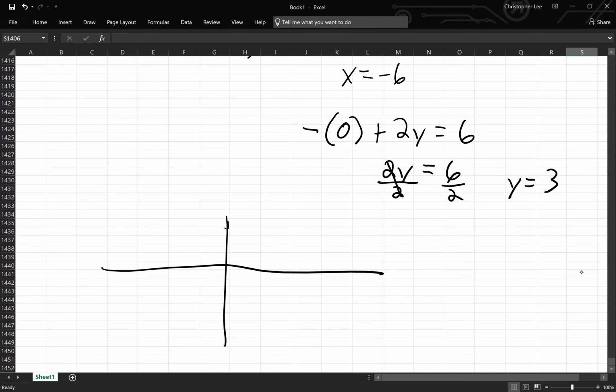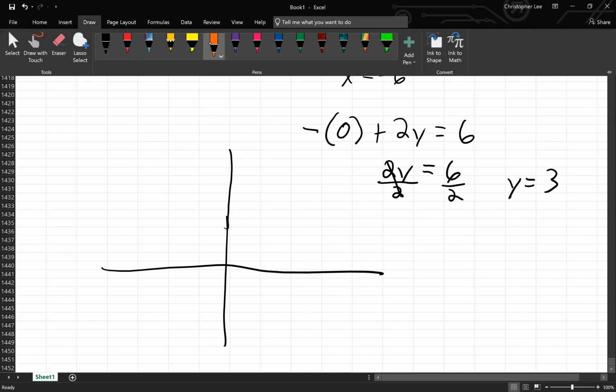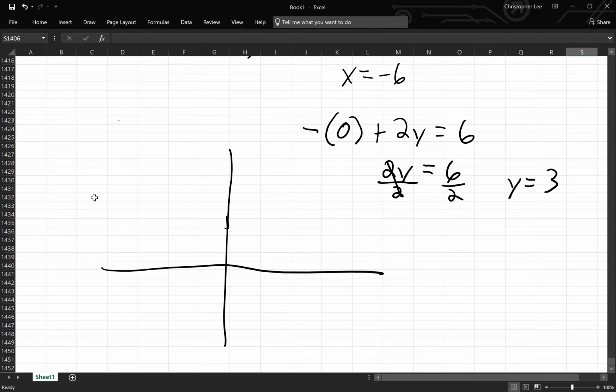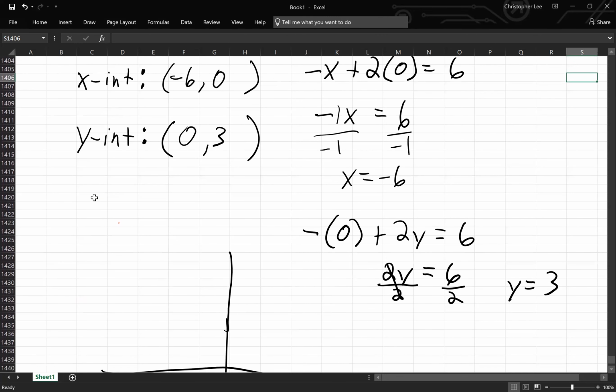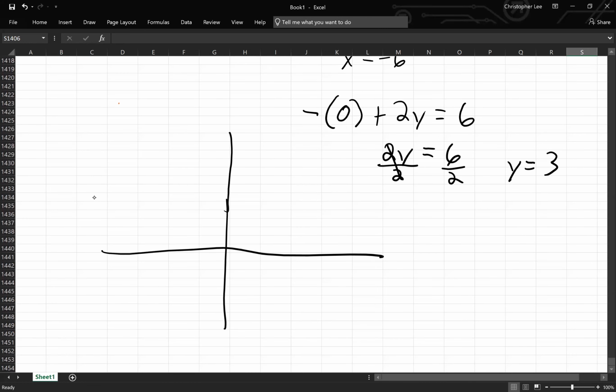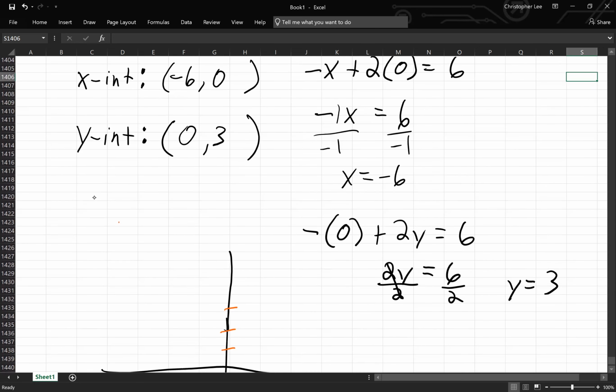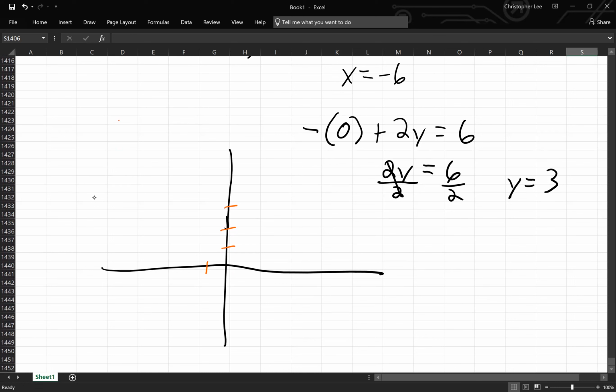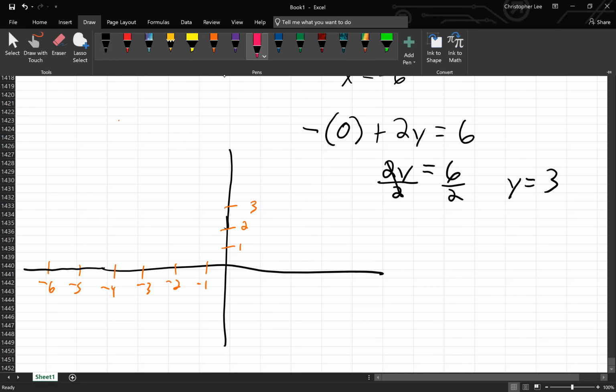So what I'm telling you is, if I have a plot like so, and I know time is against us, so I'm going to do this real quick. My y-intercept is 0 comma 3, so 0, just come up 1, 2, 3. And my x-intercept is -6 comma 0, so -1, -2, -3, -4, -5, -6. Just bear with me one second.